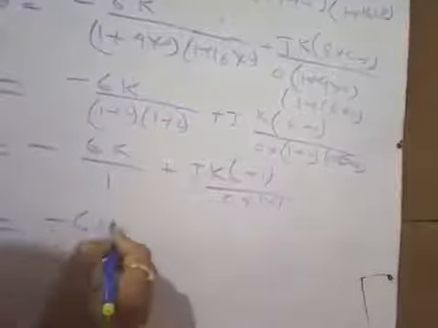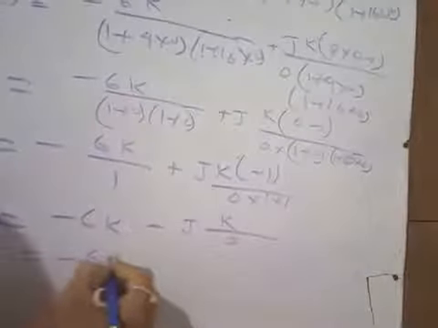So this is minus 6k, no problem. This is actually minus j of k. So minus j of k divided by 0. Right? So that means minus 6k minus j of infinity. Right? So this is your G(0) H(0). That means at omega equal to 0, you get the frequency domain transfer function like this, minus 6k minus j infinity.